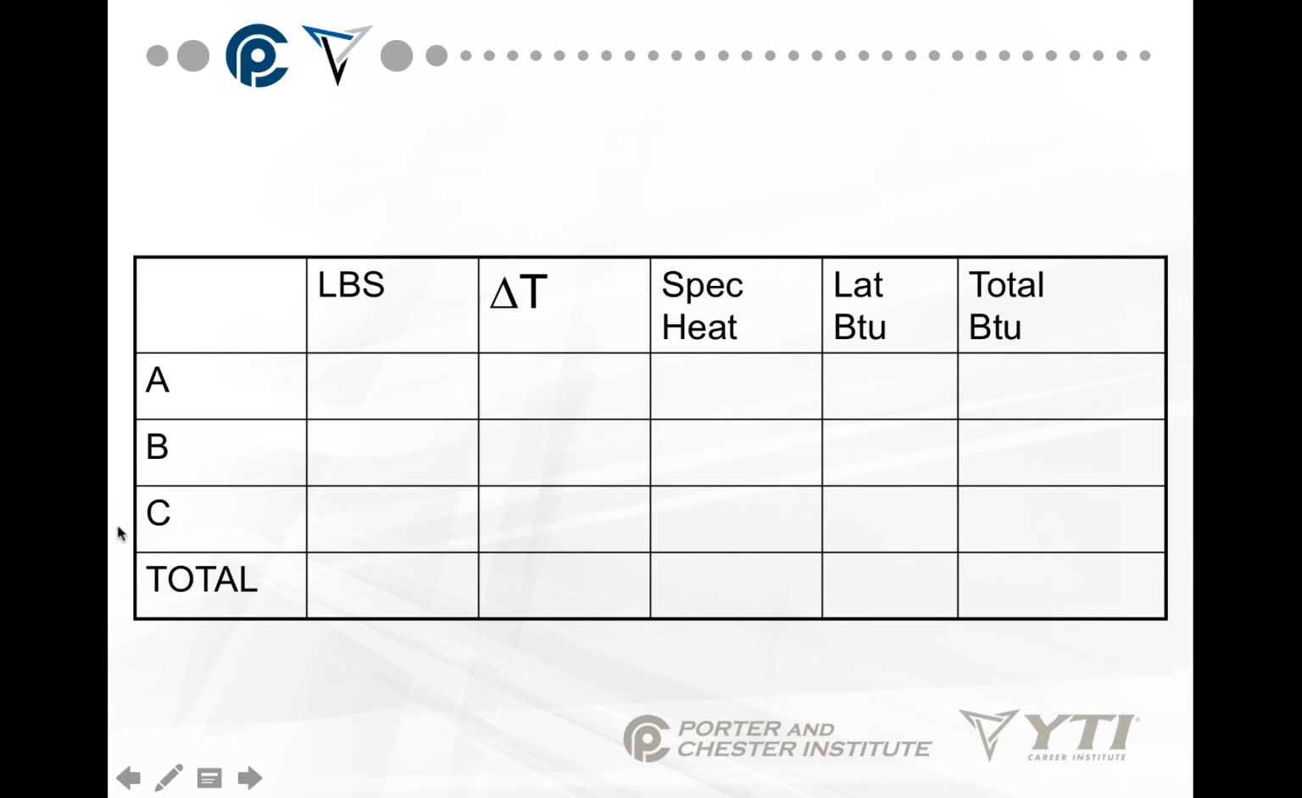So with a blank table like this one, you'd fill in your pounds, your delta T, that's your temperature change, above and below the freezing point if you're crossing a change of state, and the specific heat above and below freezing point. You do your latent BTUs and you do total BTUs. Add it up, and that's how many BTUs per hour of refrigeration it's going to take to cool that substance.